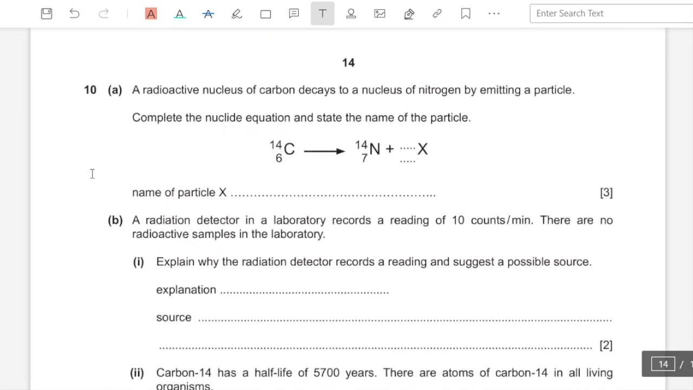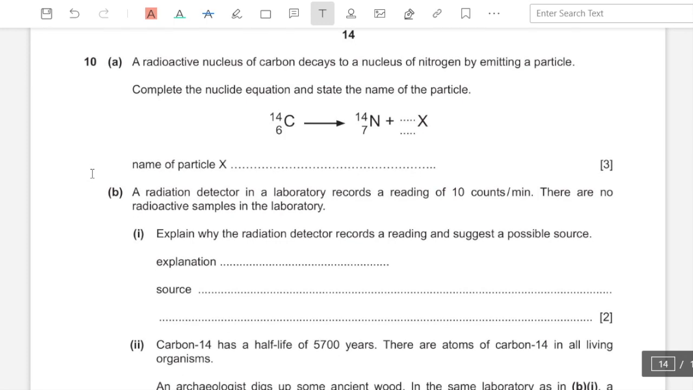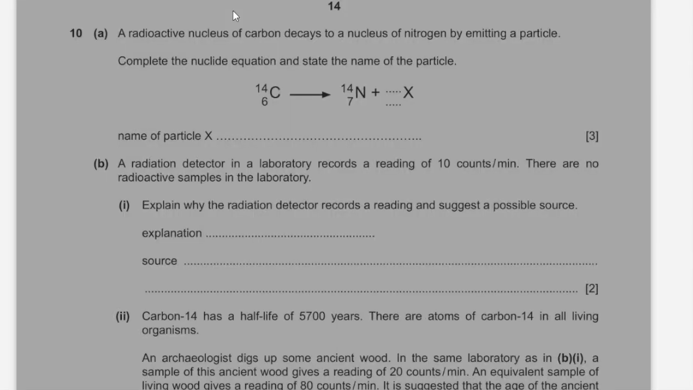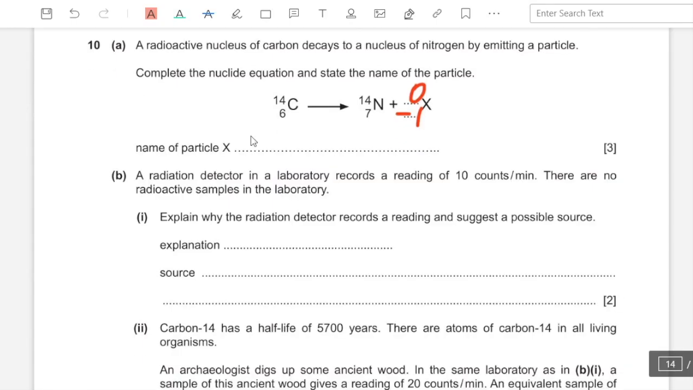10a. A radioactive nucleus of carbon decays to a nucleus of nitrogen by emitting a particle. Complete the nuclide equation and state the name of the particle. So as you can see over here, the mass number does not change. The only change is in atomic number, and it increases by 1, which means this is a beta radiation. And so we have a 0 on the upper line over here. The next answer is -1, and its name is beta particle.